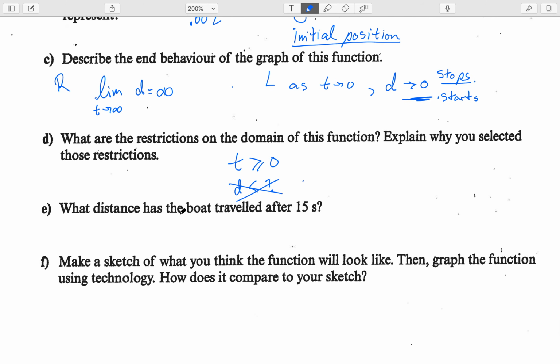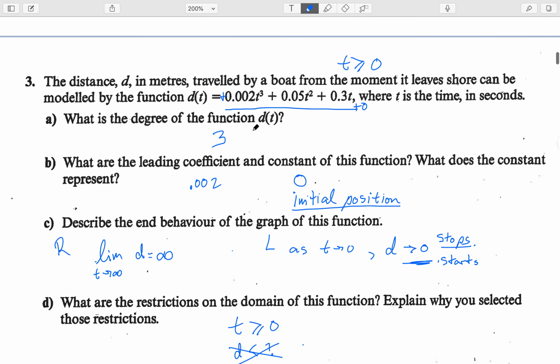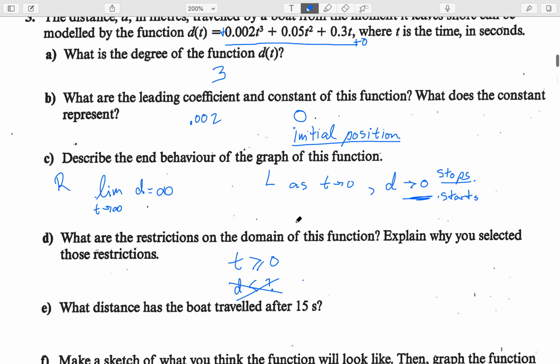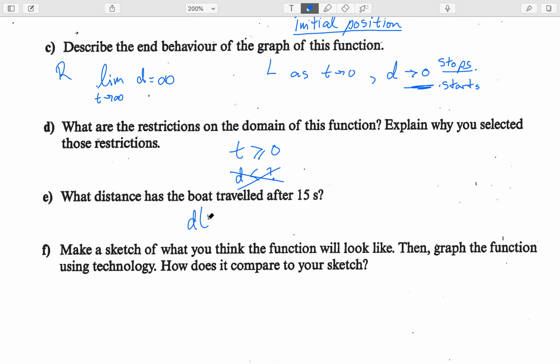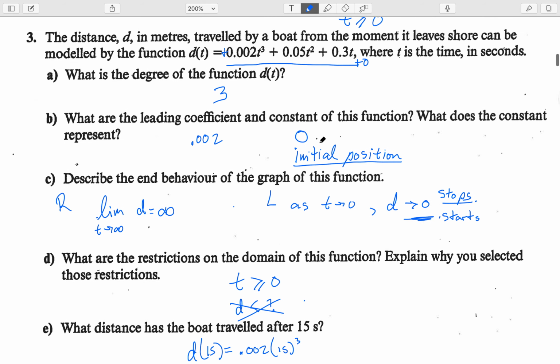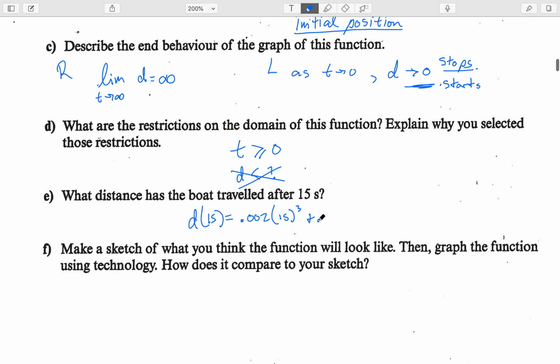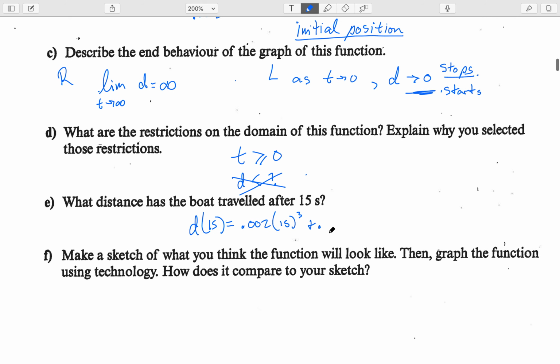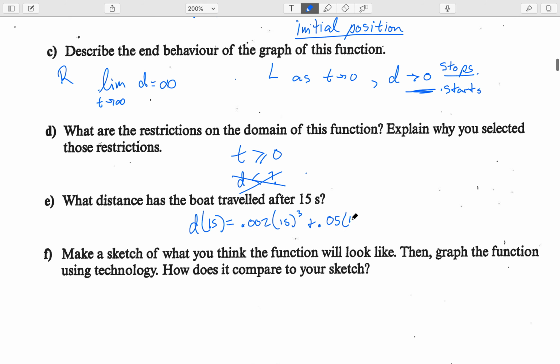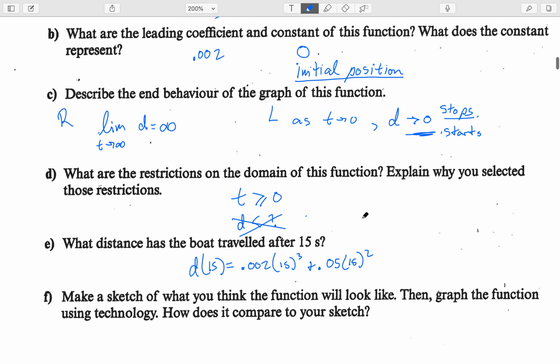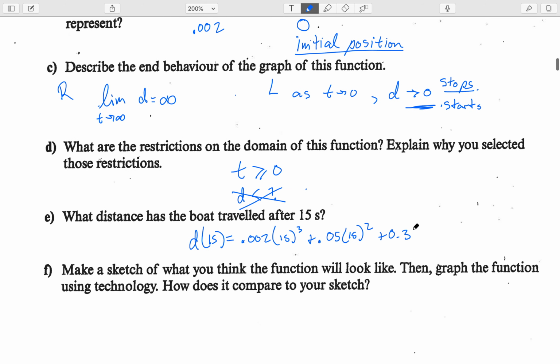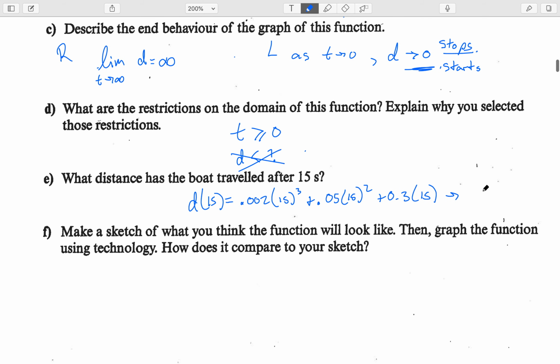Okay, what distance has the boat traveled after 15 seconds? This is just a matter of plugging in 15, right? D of 15, that's all this is. D of 15 means it's going to be 0.002 times 15 cubed, plus 0.05 times 15 squared, plus 0.3 times 15. So whatever that works out to be. 22.5. Okay, 22.5 meters.